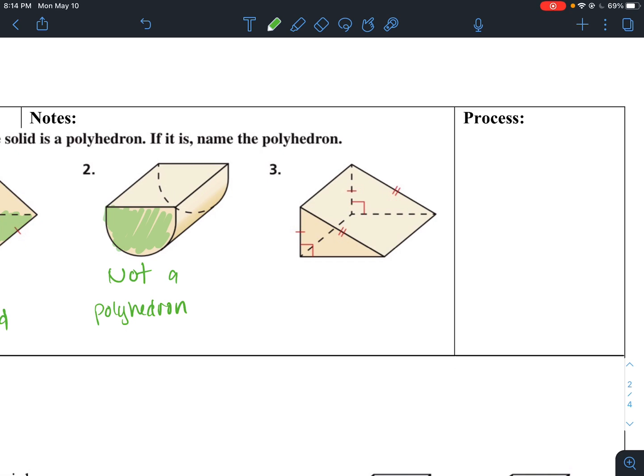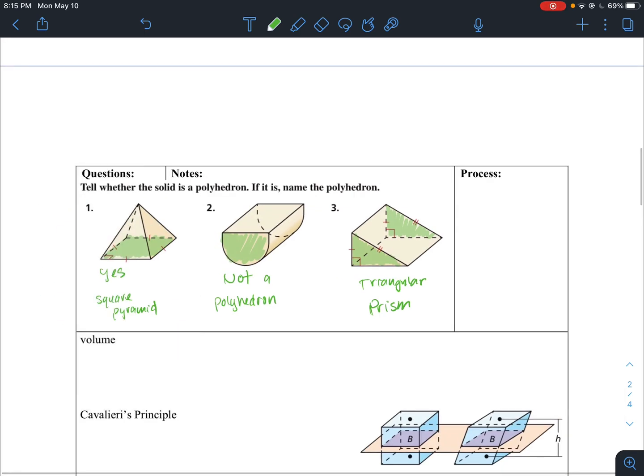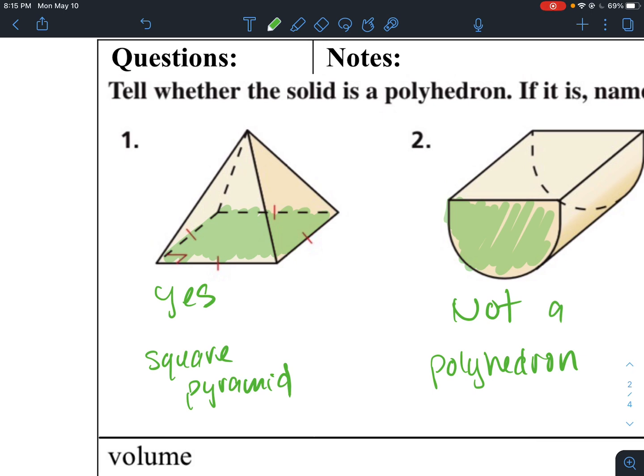And as for this one right here, you can see that the bases are the triangles, and then the other sides are composed of rectangles. So in this case, where the bases are the triangles, this is a triangular prism. So the sides are composed of rectangles, but the bases are triangles. In contrast to this, where the sides are triangles, but the base is a polygon, like a rectangle or something more than three-sided.